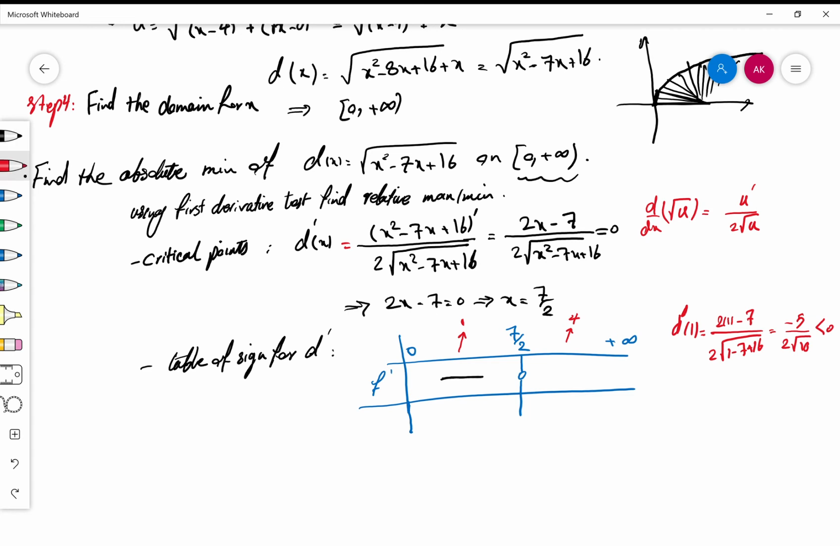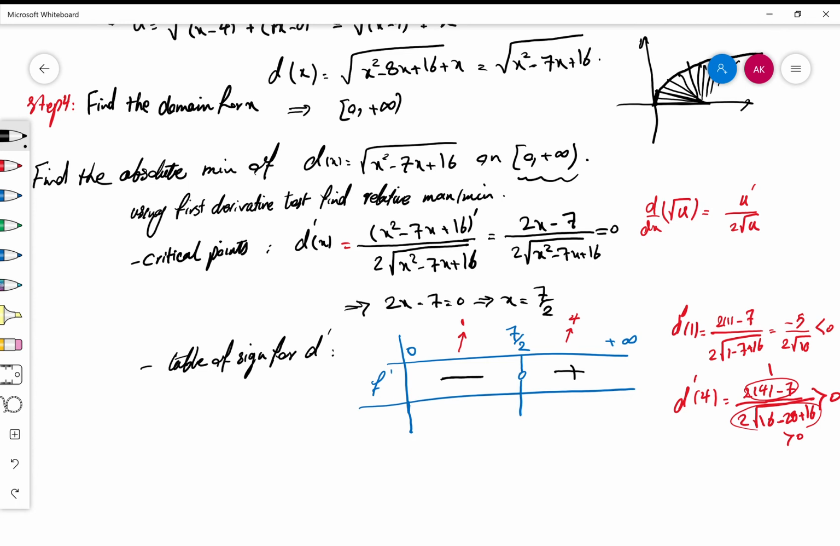And d prime at 4 is 2 times 4 minus 7 over 2 root, well, 16 minus 28 plus 16. The denominator is again going to be positive, but for the numerator, you look, this is 8 minus 7, which is 1. The whole thing is going to be positive, so that means that this part is positive.